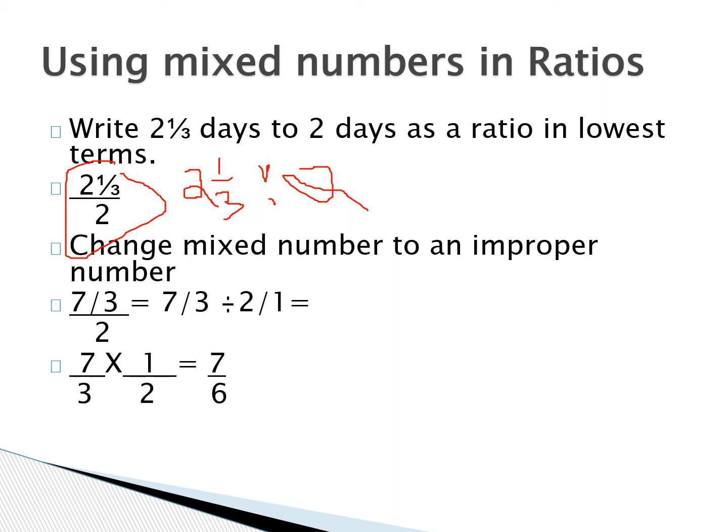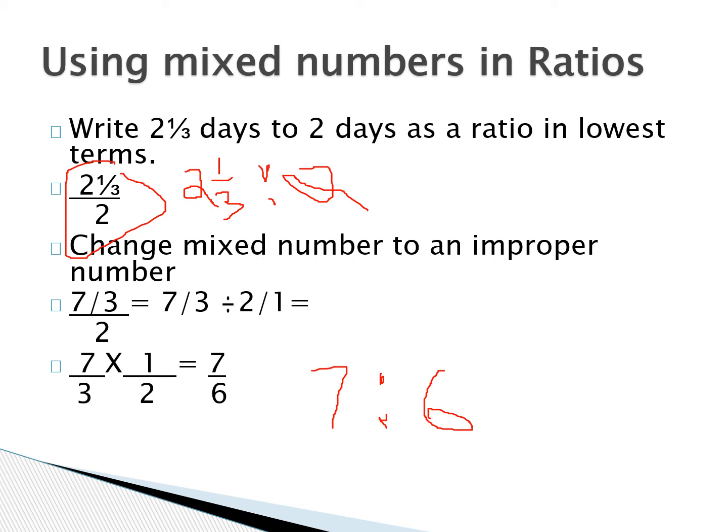Now, this one isn't telling you to write the answer as a ratio, but if that's what my directions were, then I'm going to change that to 7 to 6. So your top number's on your left, your bottom number's on your right. So that's your ratio format.